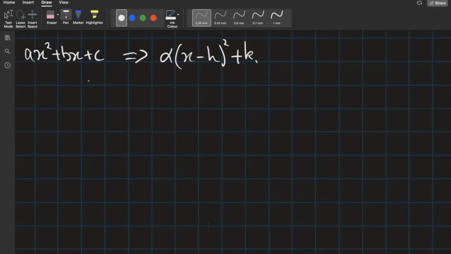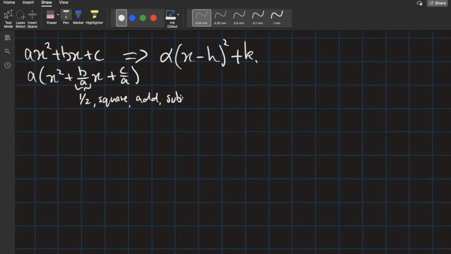So that would be the coordinates of your turning point. The first step in completing the square would be to factor out a from this expression. So what we do is we say that this is equal to a bracket x squared plus b over a x plus c over a. So we've just taken the a term out as a factor. The next step in completing the square is taking the coefficient of x, which is b divided by a. First we halve that, then we square that, then we add that term, and then we subtract that term. It seems a little bit obscure, but you'll see why in a short while.